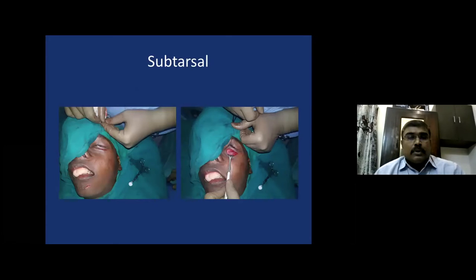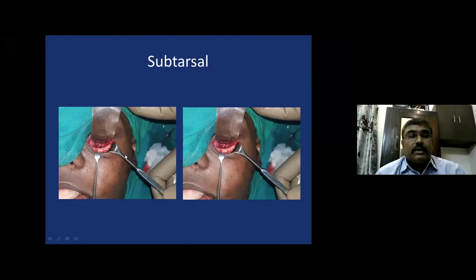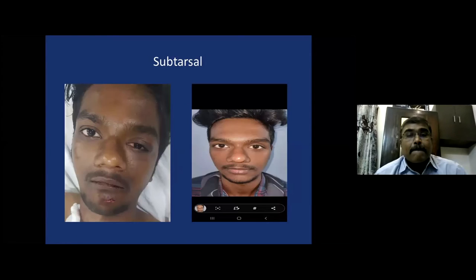So, a few operative pictures. The first picture shows the subtarsal incision. This picture shows the exposure of the orbicularis oculi. We can see the completed orbital floor dissection in both pictures. This is the malleable copper retractor we use, which is a very useful instrument. This is the pre-op picture of the patient, and this is the post-op picture. The advantage of the subtarsal incision is that we can hardly identify the scar.